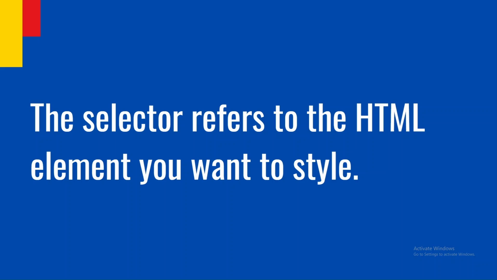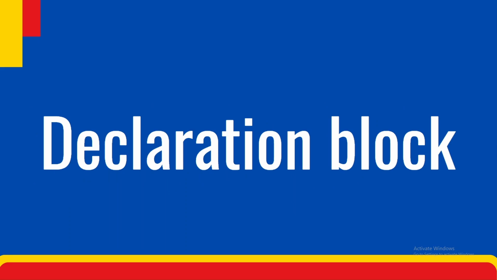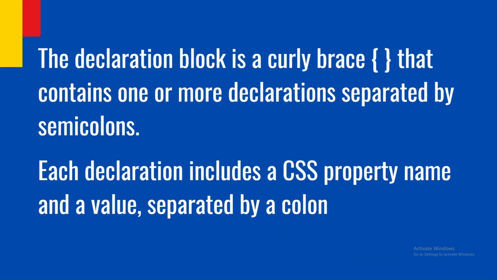When you specify your selector, what you need next is your declaration block. So what is a declaration block? The declaration block is a curly brace that will contain one or more declarations, and the declarations will be separated by semicolons. So each declaration in your declaration block would include a CSS property name and then their corresponding value. Now the property name and the value is separated by a colon.